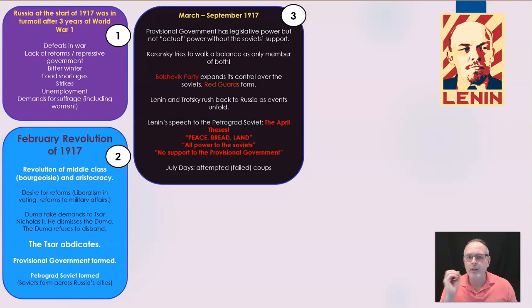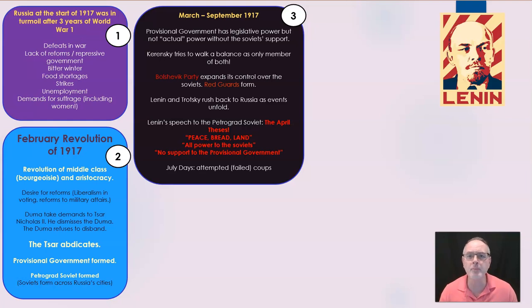Alexander Kerensky, the leader of the provisional government, tries to sit on the fence. He is the only member of the provisional government who is also a member of the Petrograd Soviet. He's a socialist in an organisation, the provisional government, full of liberals and aristocrats. Okay? At exactly this time that Kerensky is sort of trying to please both sides with little hope of success, the Bolshevik Party, the Marxist revolutionaries, are expanding their influence and control over these Soviets. And they actually form military units of the workers called Red Guards.